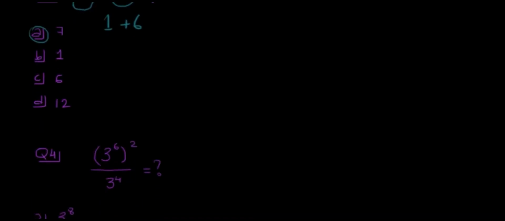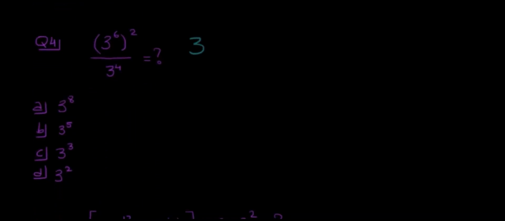Next question, we've got a power on a power, so it's 3 to the power 6 times 2, 12, over 3 to the power 4. When you're dividing, the powers subtract, and you get 3 to the power 8.